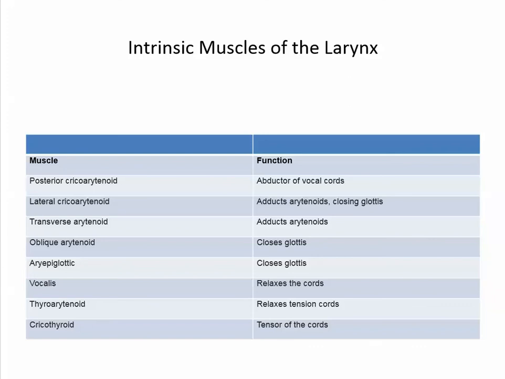This is a box which shows the various functions performed by the intrinsic muscles of the larynx. The posterior cricoarytenoid is an abductor of the vocal cords, while the lateral cricoarytenoids and transverse arytenoids are adductors and close the glottis. The oblique arytenoid also, along with the aryepiglottic, closes the glottic opening, whereas the vocalis relaxes the cords and thyroarytenoid relaxes the tension of the cords, similar to the cricothyroid muscle.